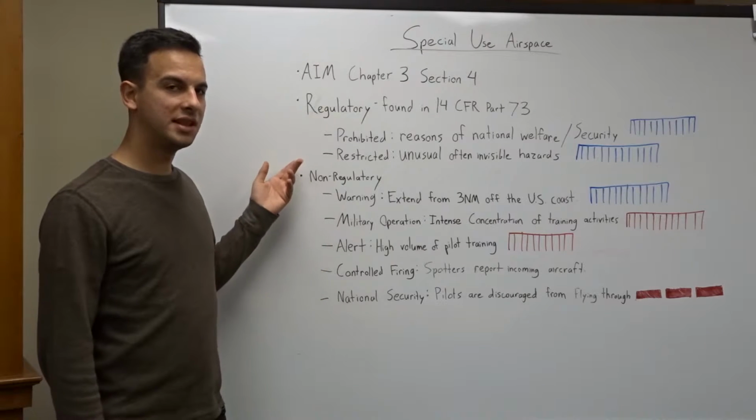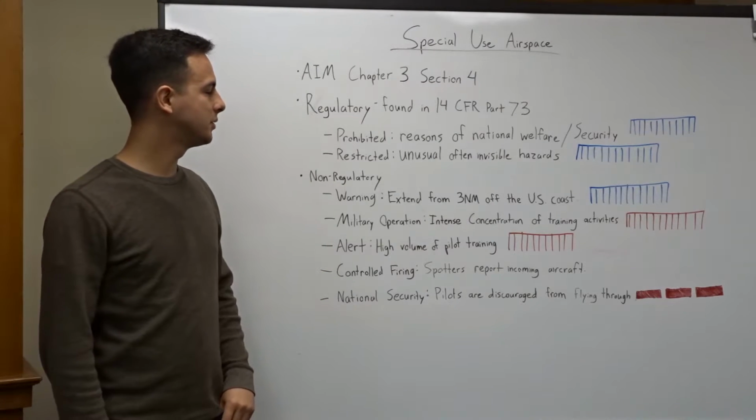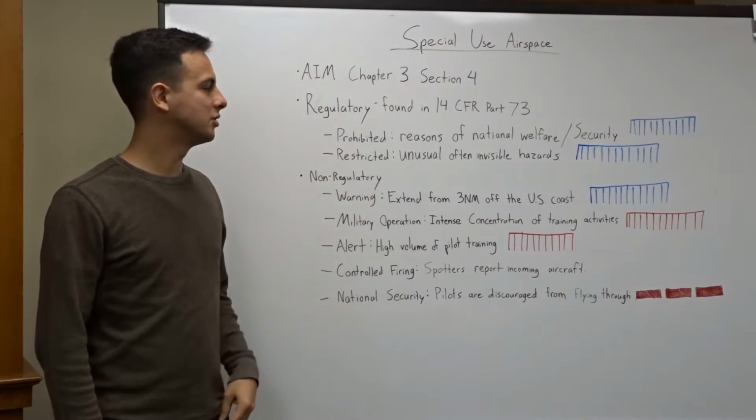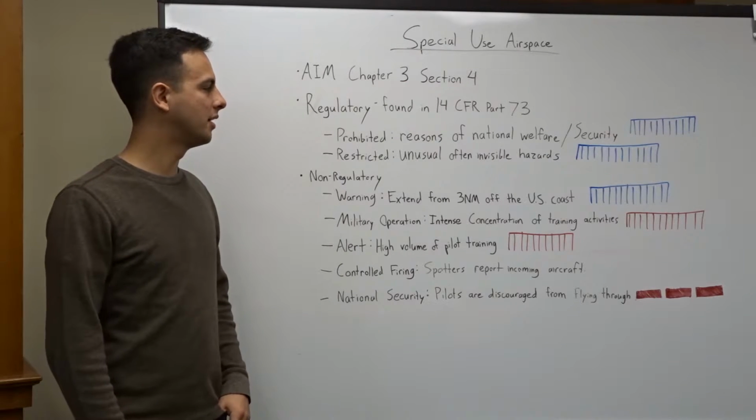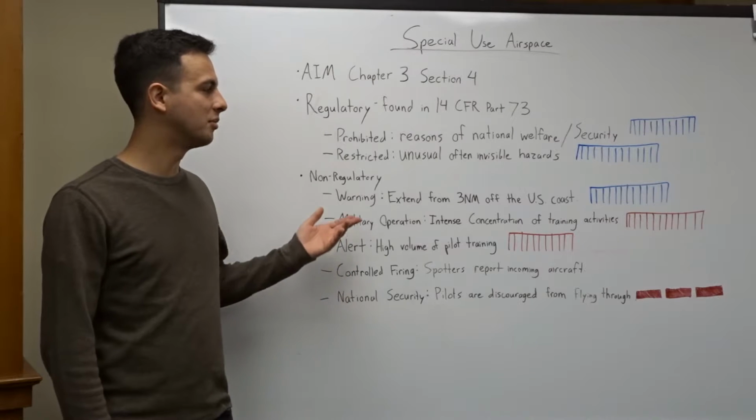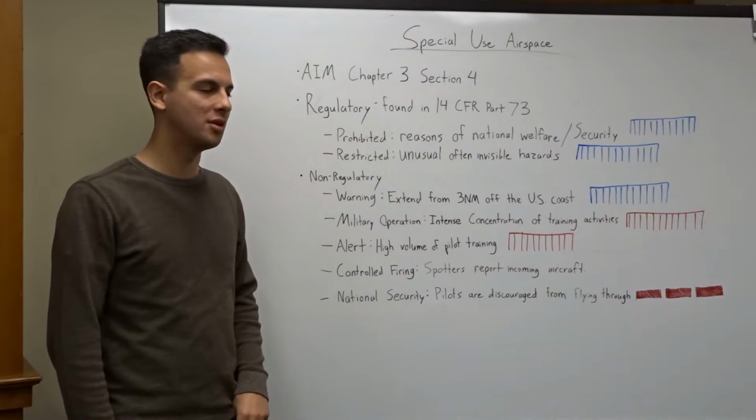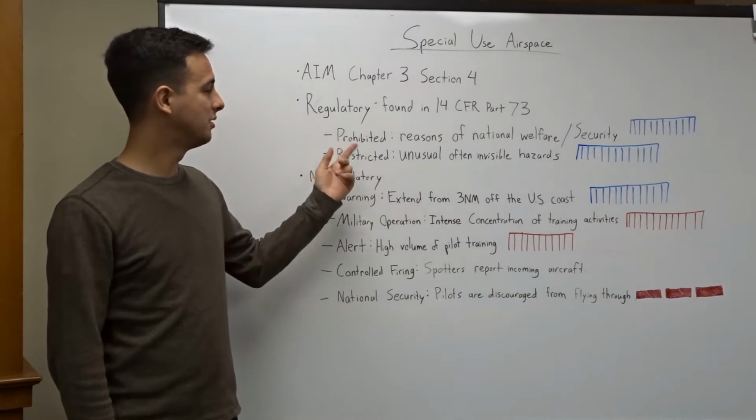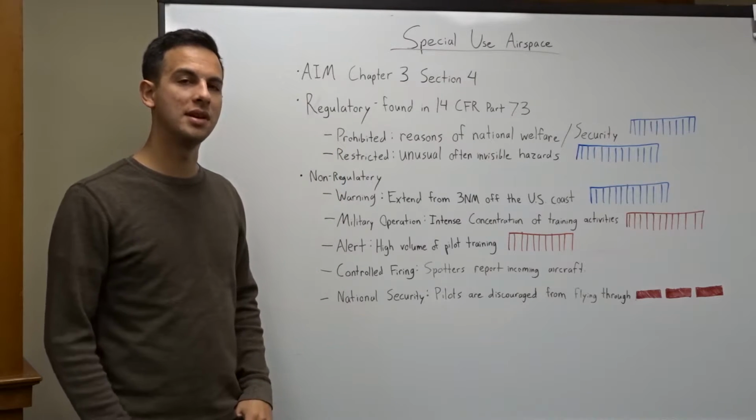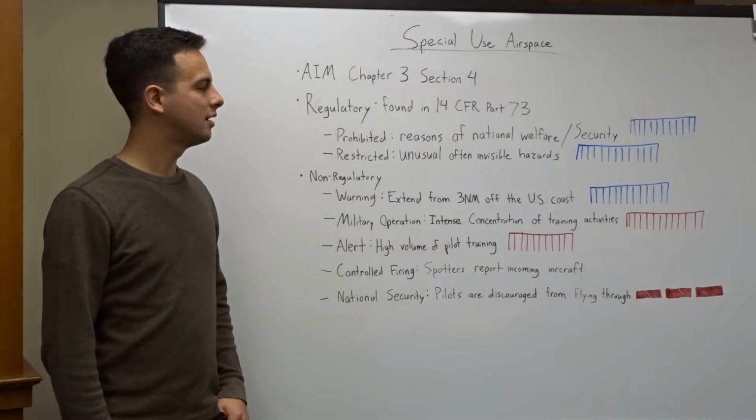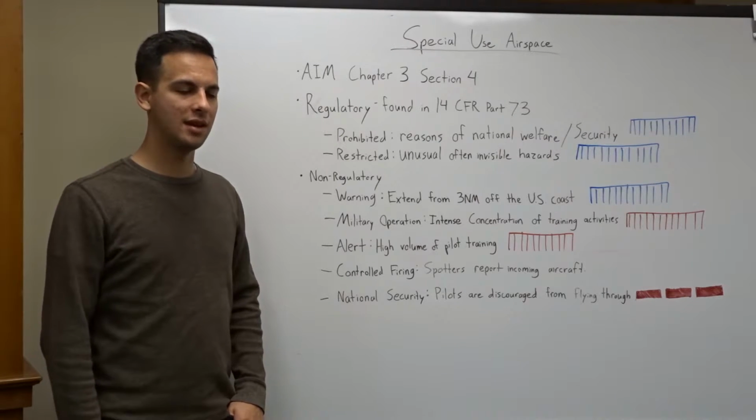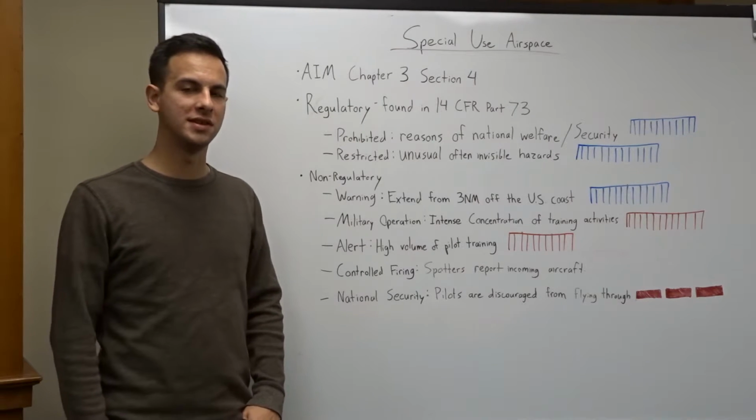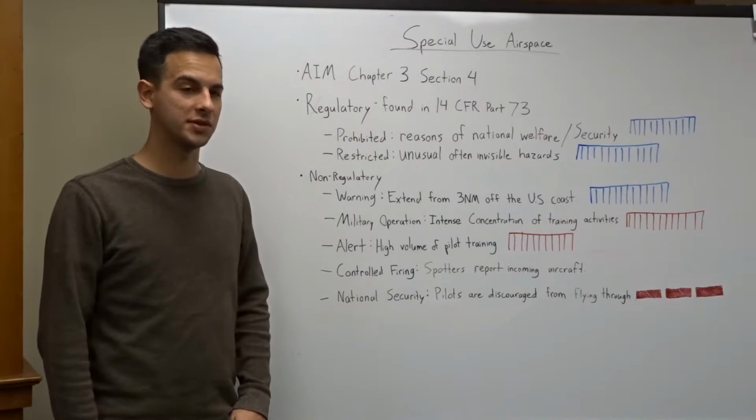So to get into a little more detail with the regulatory special use airspace, we have the prohibited special use airspace. The reason aircraft would be prohibited from a prohibited airspace would be reasons of national welfare or security. That's denoted on a sectional with the letter P followed by numbers. A couple of examples of prohibited airspace would be Camp David and the National Mall in Washington, D.C., where the White House and Congress are located.